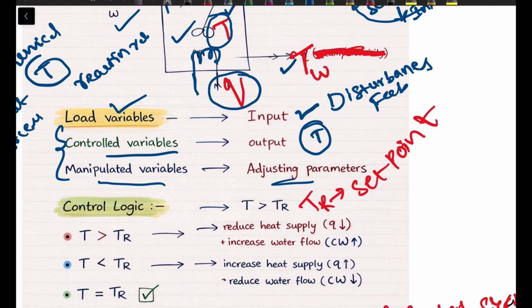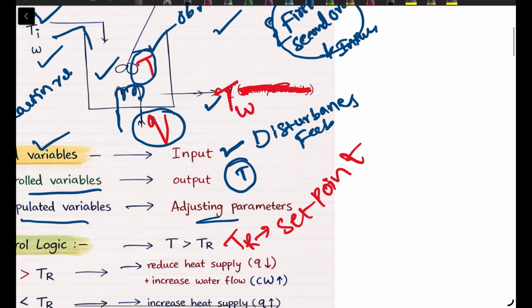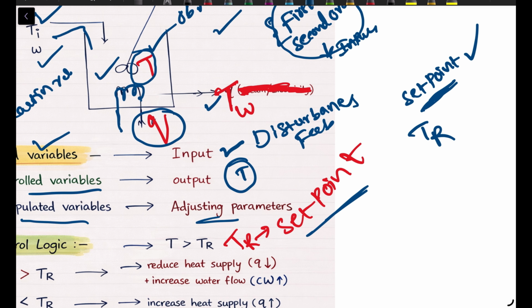Okay. So one more concept we should know about is the set point concept. Now we introduce an important concept called the set point. The set point represents the desired value of the controlled variable. That's called TR, the desired reactor temperature. So the control system continuously tries to keep the reactor temperature equal to the set point value. That's T equal to TR.